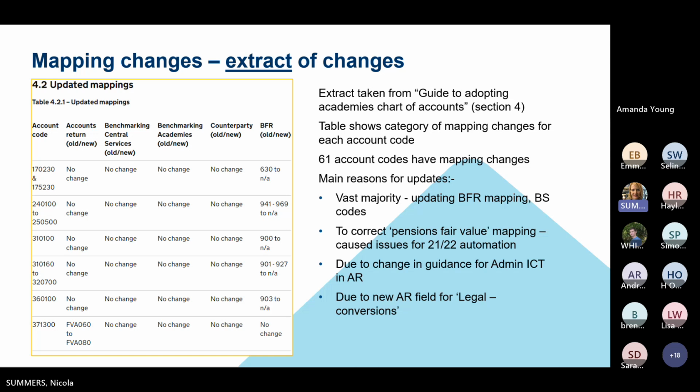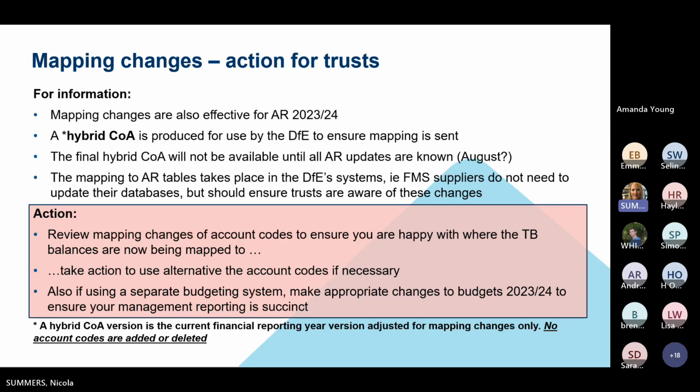And because of a change in the guidance on admin ICT as well, there's also been an amendment. And again, also for legal conversions. We already had an account code set up for legal conversions, but as there was a new AR field last year for that, it's now been updated. So nothing really too much to worry about there. It's just noting what they are.